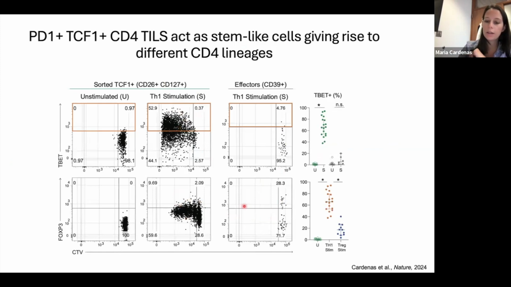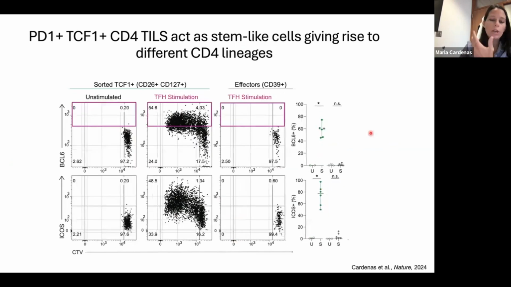The effectors, same thing, have lost the proliferative capacity and they do not become Th1s just randomly in the dish. And we can do this with TFHs, EOMs, and many other conditions. And so it seems like this TCF1 population, regardless of the stimulatory condition that we place it in, is not only capable of undergoing many rounds of division, but it's also capable of undertaking canonical programs based on whatever cytokines we place them in.